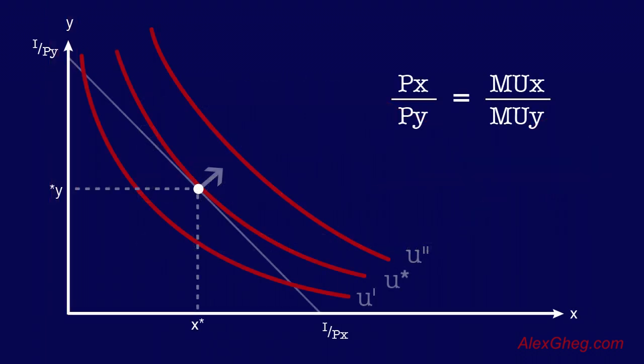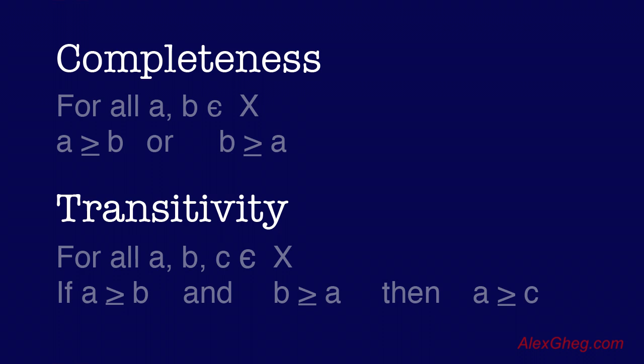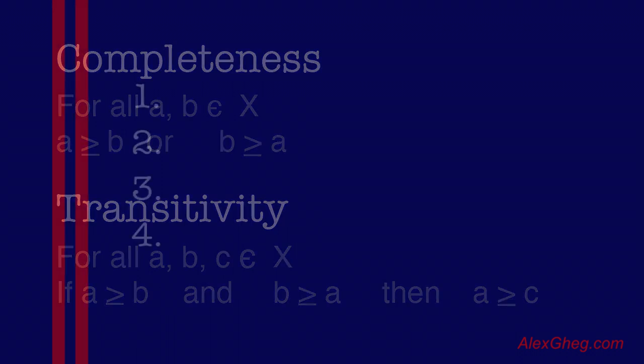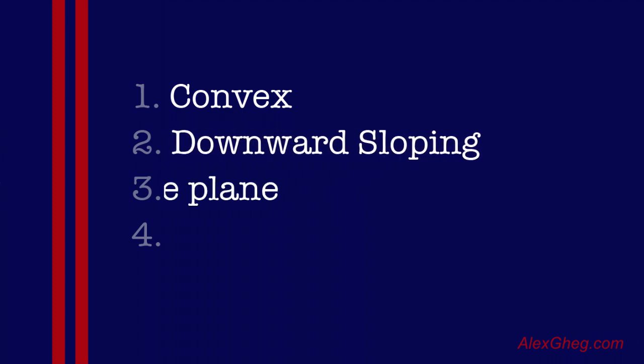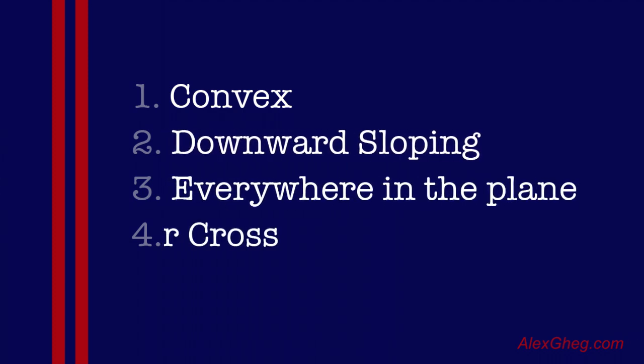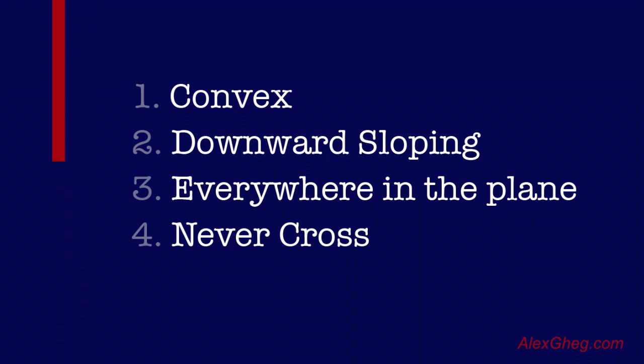Indifference curve graphs, a geometric representation of a consumer's rational preference relation, characterized by completeness and transitivity. Indifference curves are convex, downward sloping, everywhere in the plane, and they never cross. Is that really true? Let's see if we can generate indifference curves that don't have these properties. If so, rational behavior can have absurd implications in the standard model.